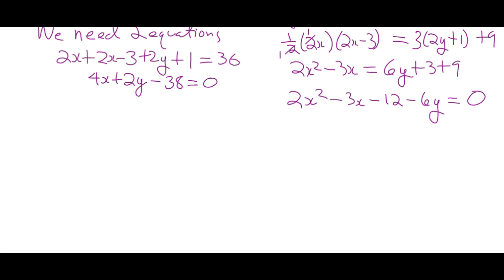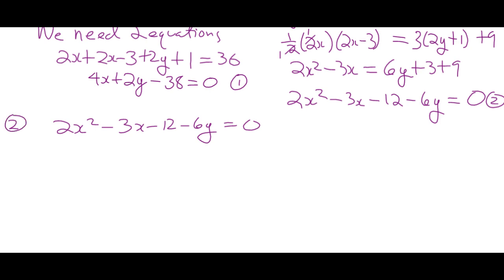Let's call this 1. Let's call this 2. So I got a negative 6y. This will be a positive 6y. We're going to add, right? Adding is nice. So I'm going to take 2x squared minus 3x minus 12 minus 6y equals 0. So that's equation 2.